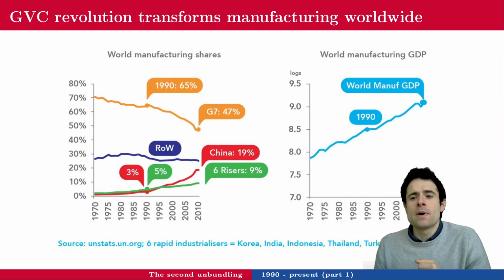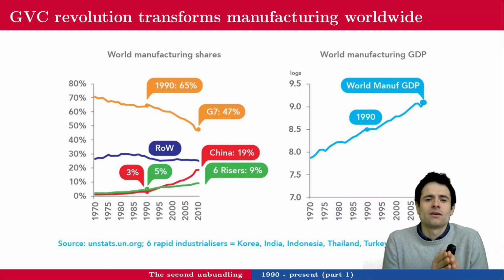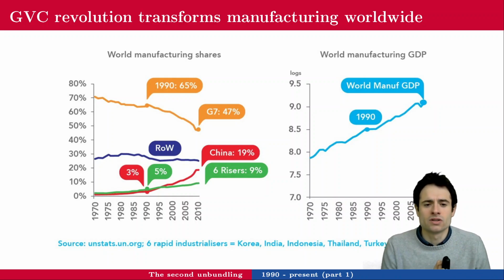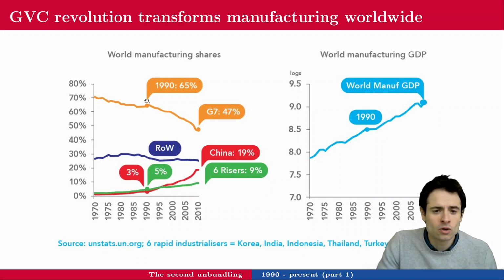So this transformed manufacturing worldwide. Remember, because of the first unbundling and before the second unbundling, manufacturing stayed in G7 countries. They had the innovations and the knowledge, and they were keeping this knowledge. It was just cheaper to send goods abroad. So in particular, if you look at 1990, which is usually the threshold we use for the beginning of the second unbundling, you can see a decrease in the world manufacturing shares for G7 countries from 65 to 47 in 20 years.